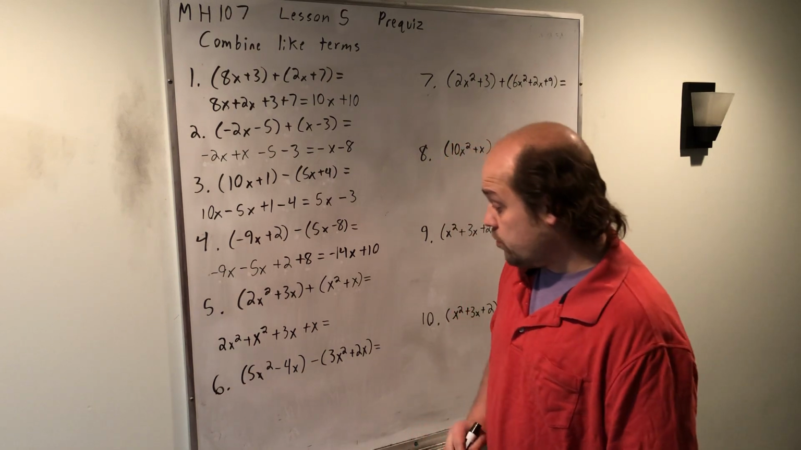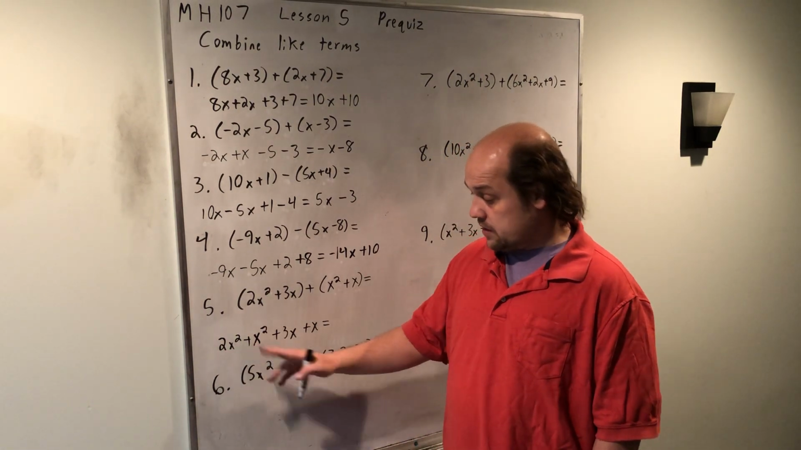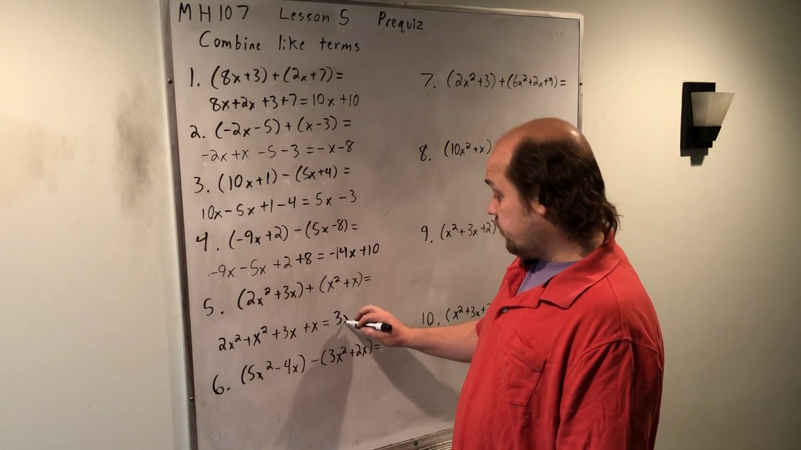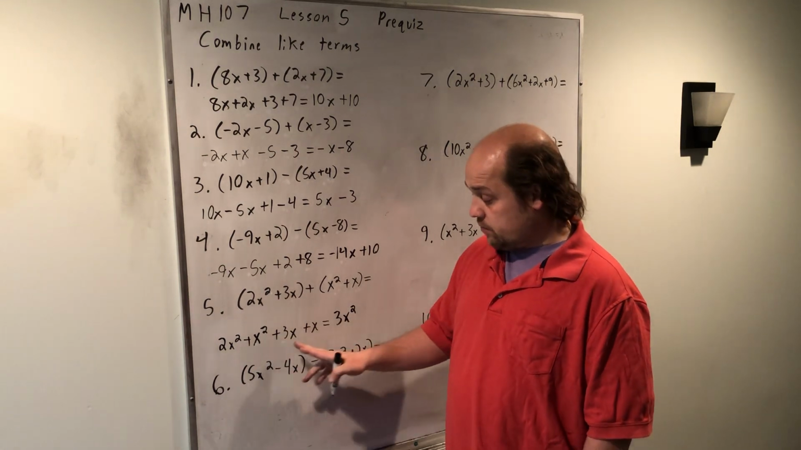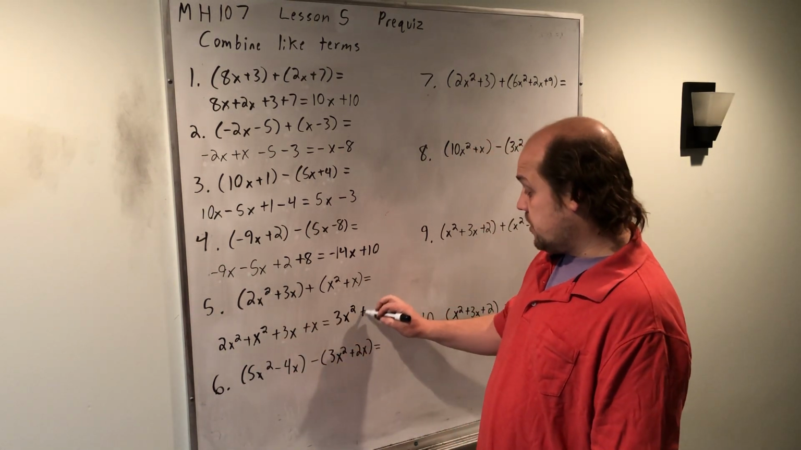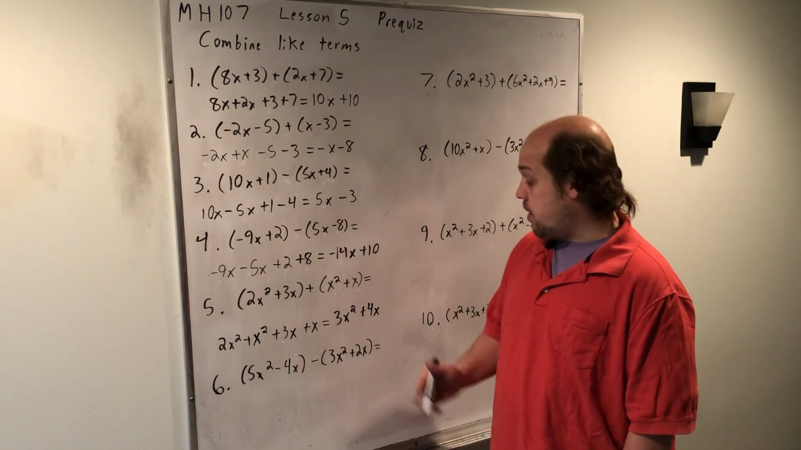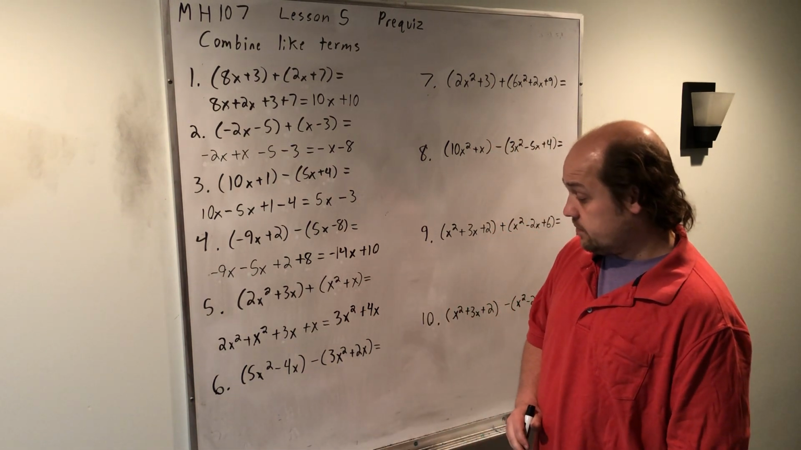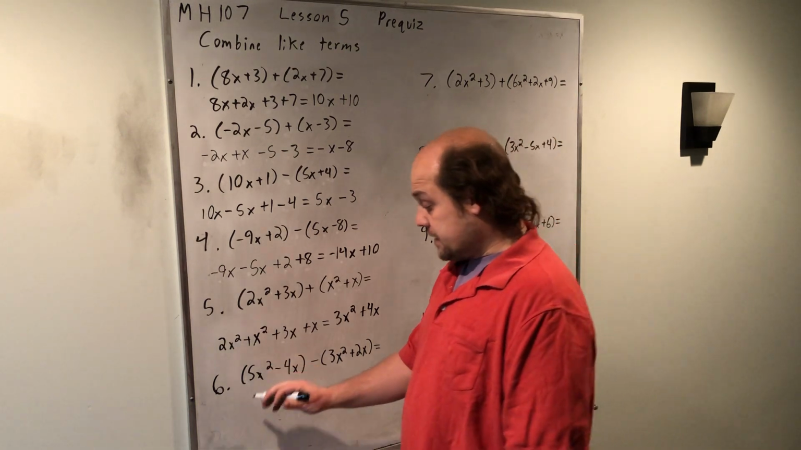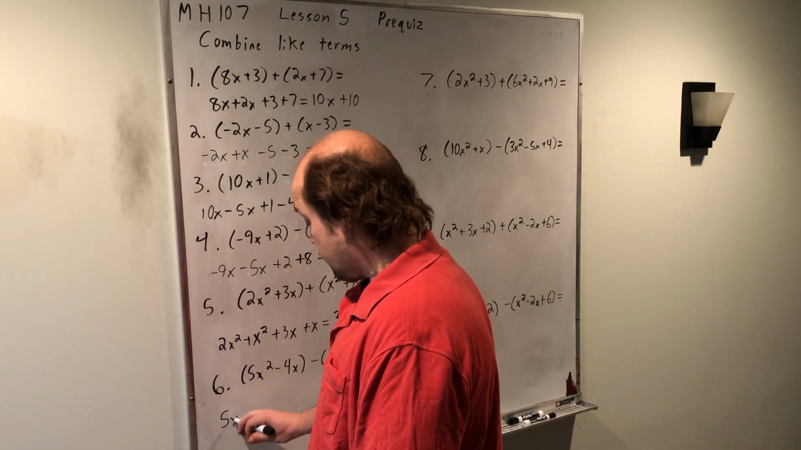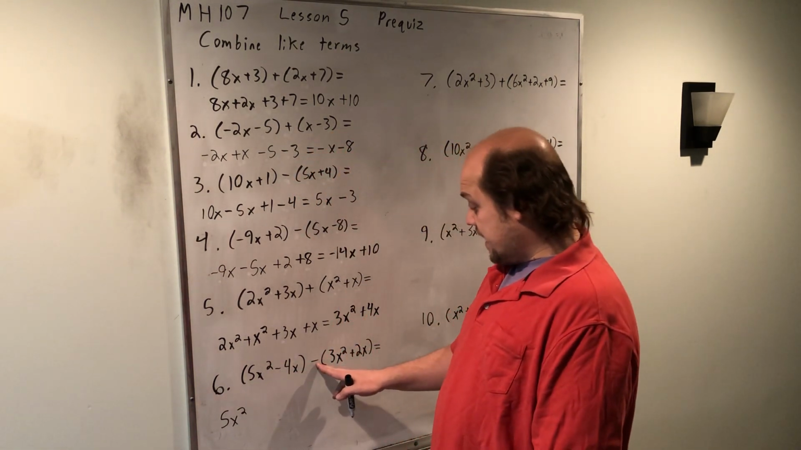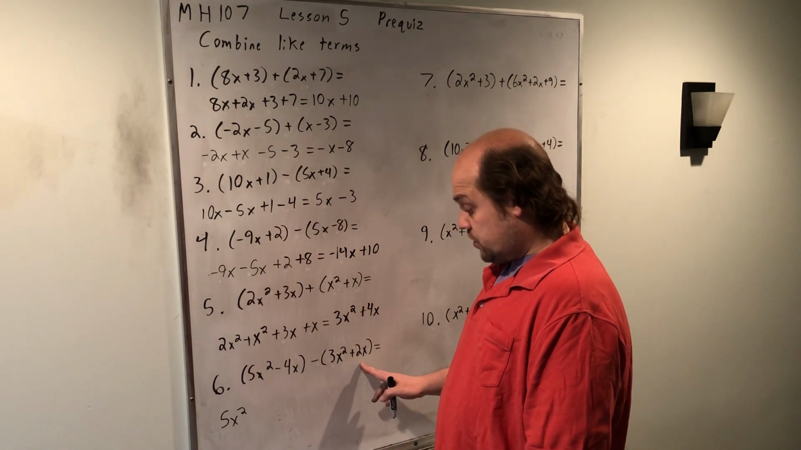So my final answer would be this 2 plus this understood 1 gives me a total of 3x squared. This 3 plus this understood 1 gives me a total of 4x. So my final answer would be 3x squared plus 4x. When I go to do problem 6, I can just write down this 5x squared, but I need to remember this negative sign gets applied to each of these two terms.